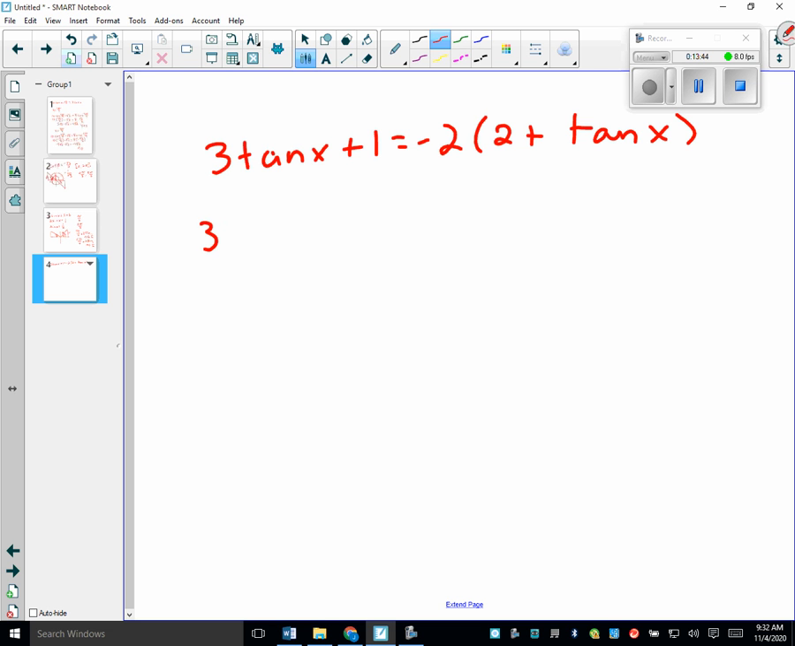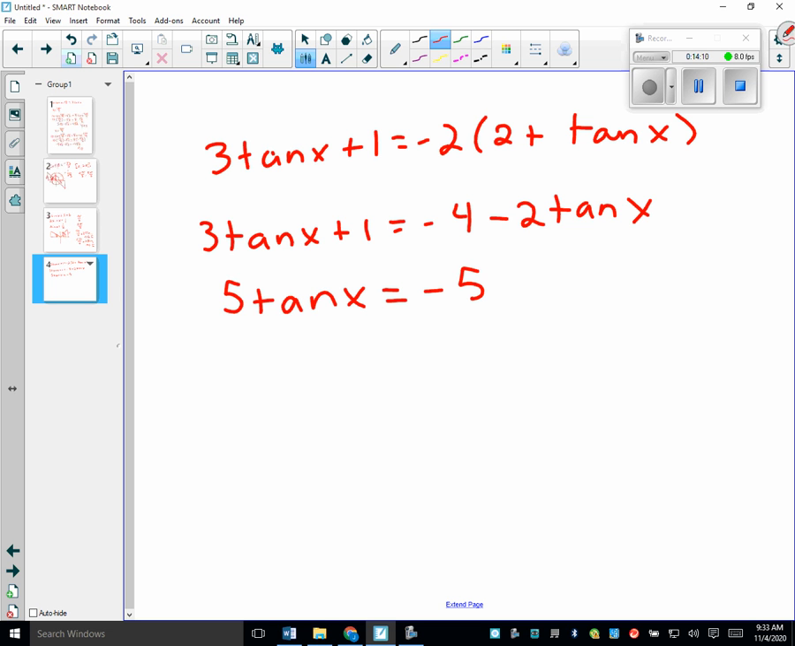Okay, so I have 3 10x plus 1 equals -4 minus 2 10x. Ten x on one side, numbers on the other. Yes. So 5 10x equals -5. Right? Yeah. 10x is -1.